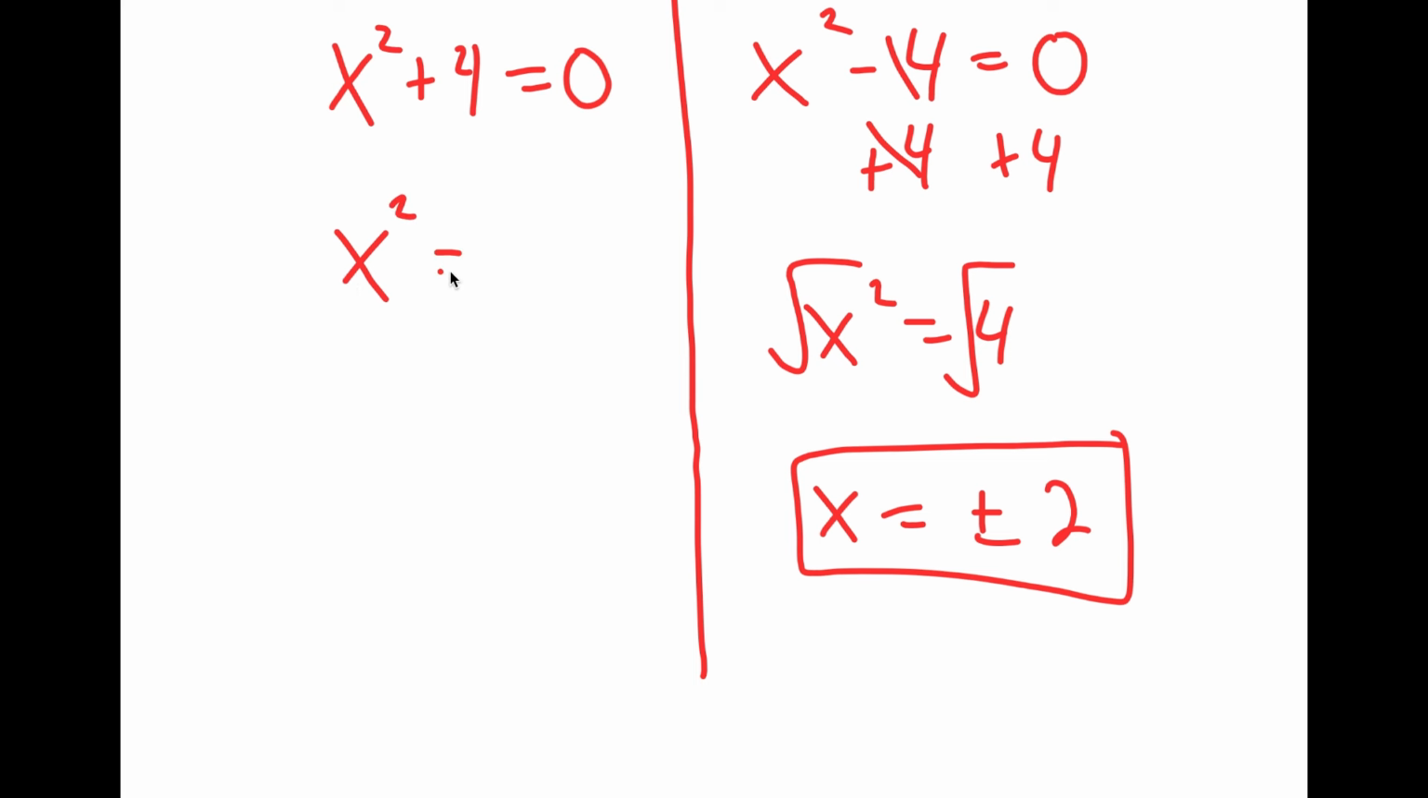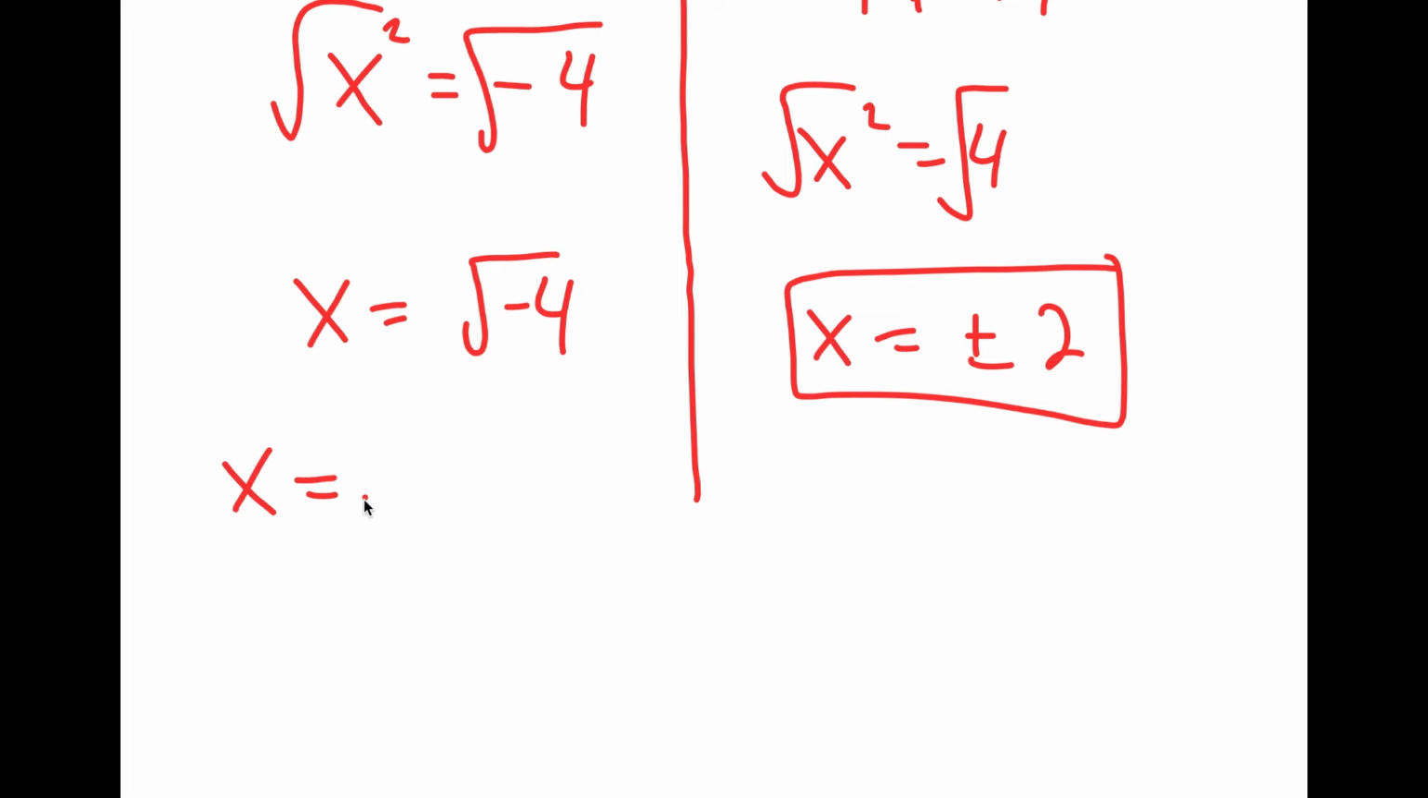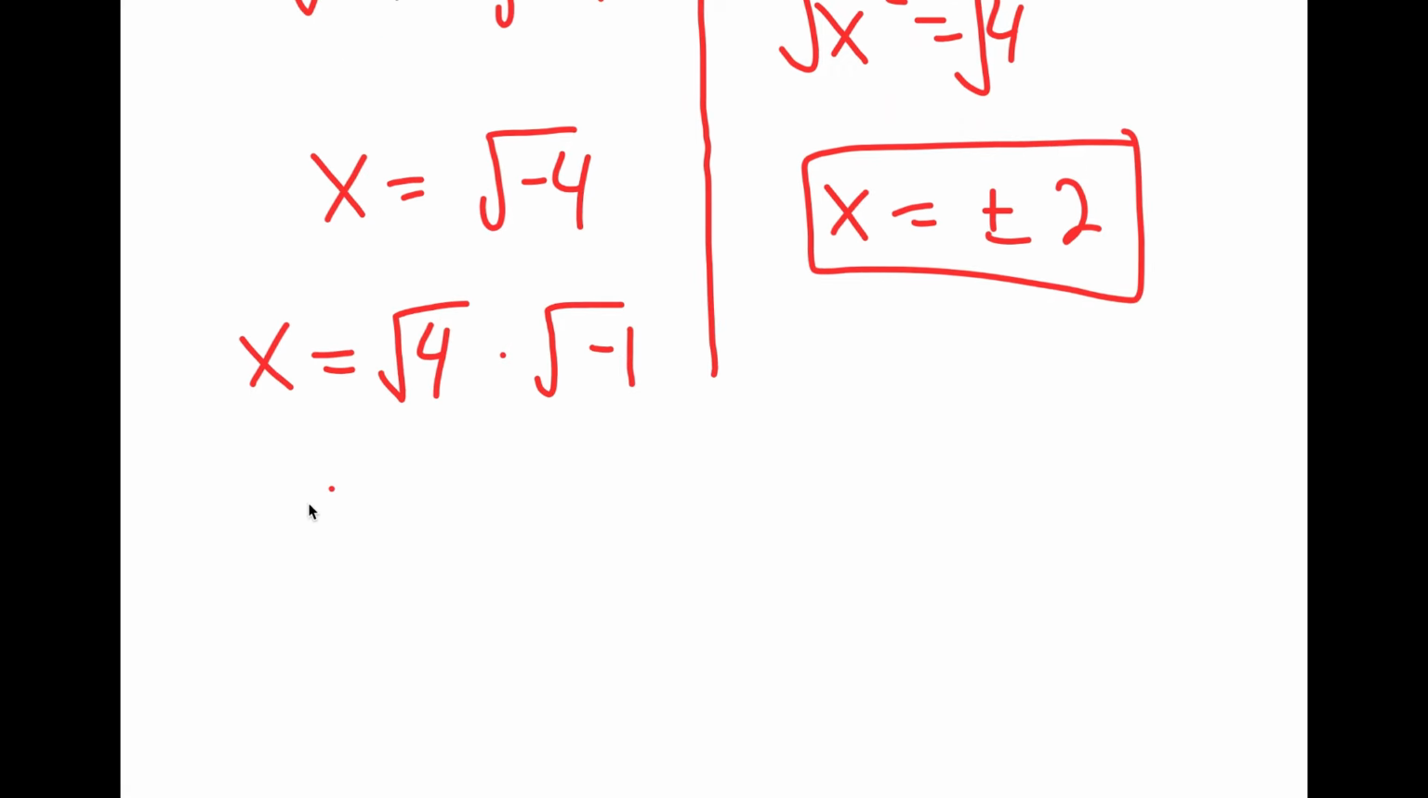Now for x squared plus 4 equals 0, I'm going to subtract 4 on both sides, so I get x squared equals negative 4. I'm going to do the same thing. Take the square root, so I get x is equal to the square root of negative 4. And the square root of negative 4 is equal to the square root of 4 times the square root of negative 1. And if you guys didn't already know, the square root of negative 1 is equal to i.